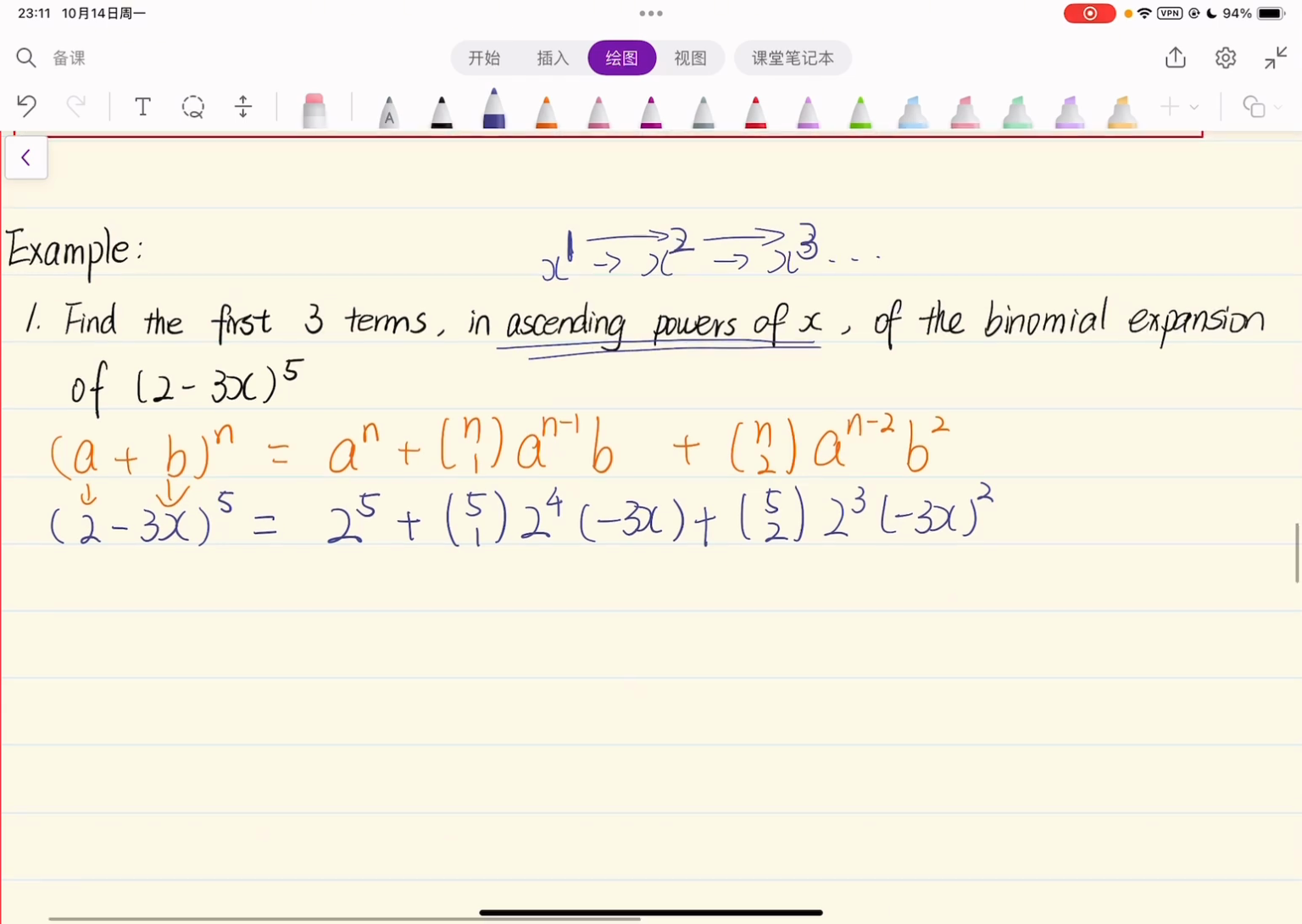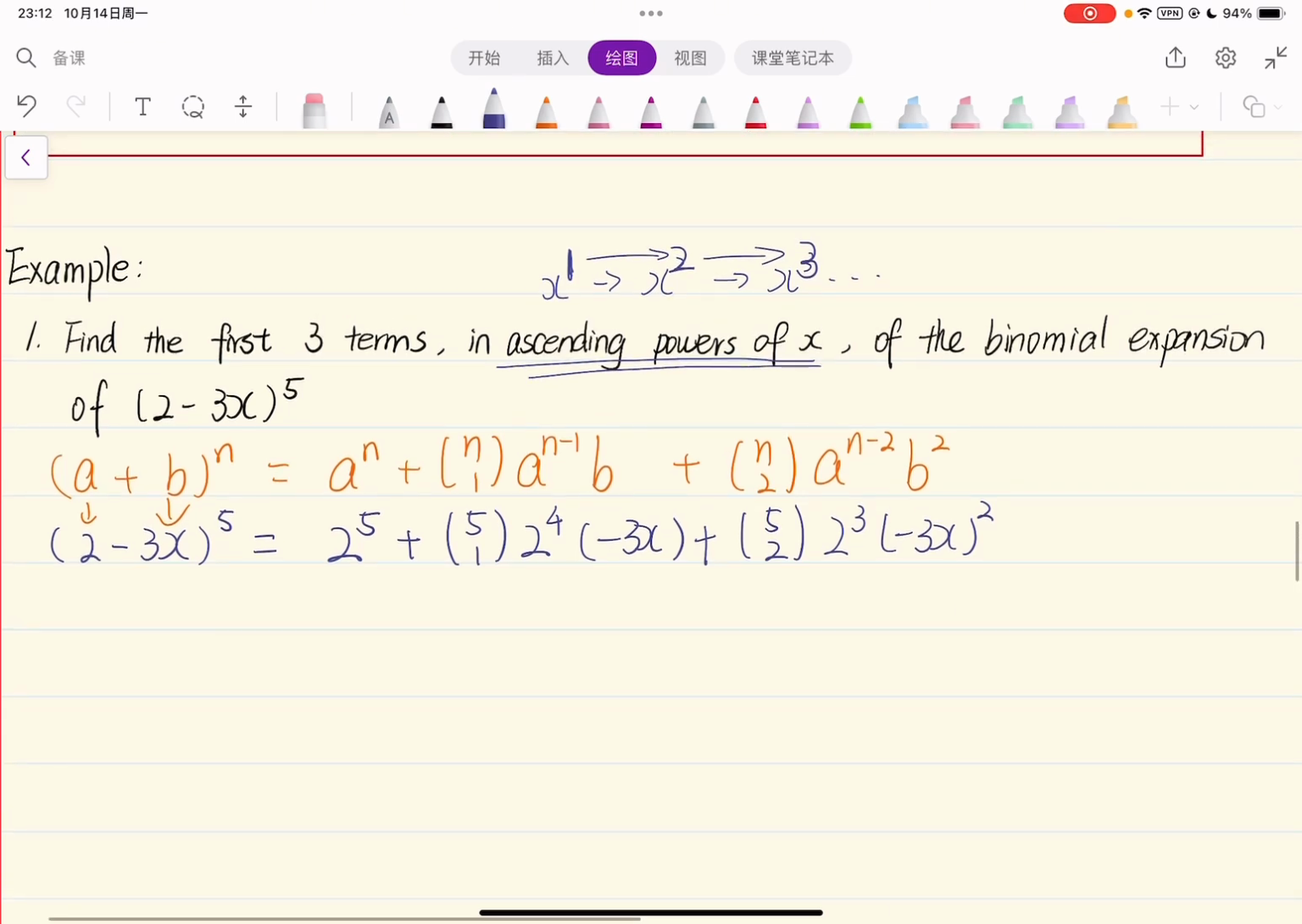Since the question only asks you to find the first three terms, you only need to write down three terms, but you also need to write down "and so on", because this is not the end of the expansion.